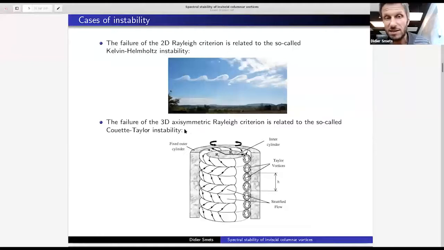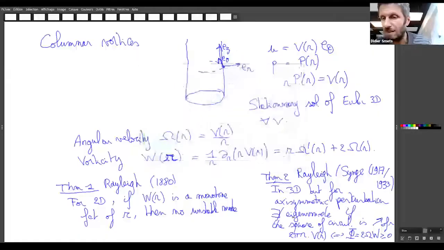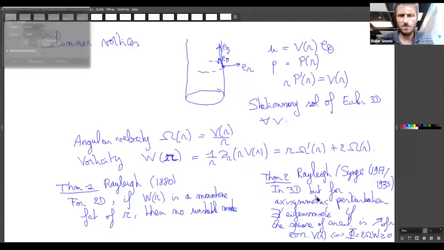This is purely 2D, and this is purely axisymmetric. So there is no dependence on theta. For the Kelvin, let me go back now to my slides. Here you assume that the perturbation is axisymmetric, so there is no theta dependence in the flow. Of course, nature will not respect that. And so what we did with Thierry Gallay is to extend these theorems to the full 3D situation, and also put some clean mathematical conditions.